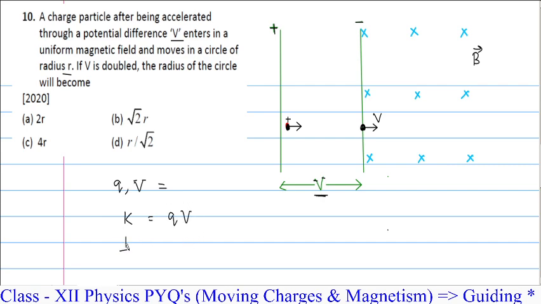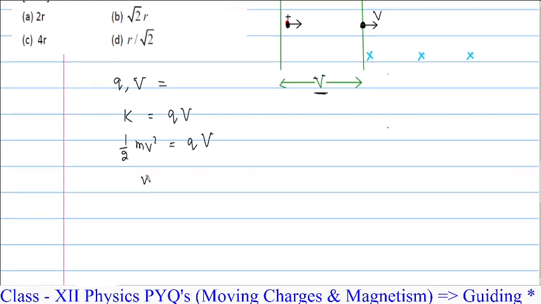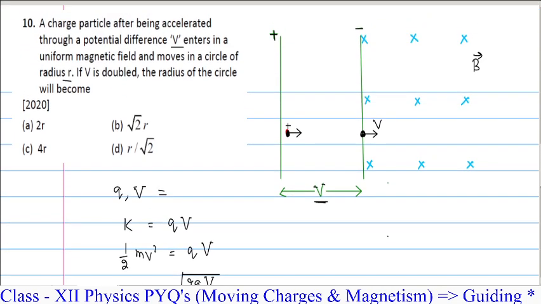The kinetic energy K will be equal to qV. We know that the kinetic energy is half mv squared in terms of mass and velocity. Then finally it will be qV. So the value of v can be written as the square root of 2qV divided by m. As soon as it enters the uniform magnetic field, there will be a force on this charged particle due to the magnetic field.